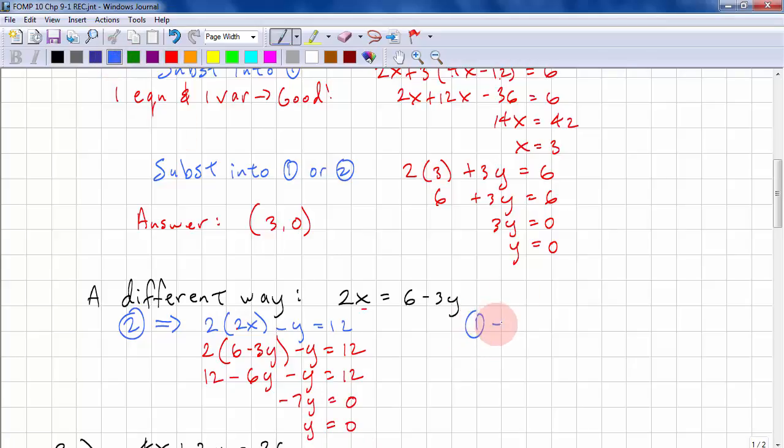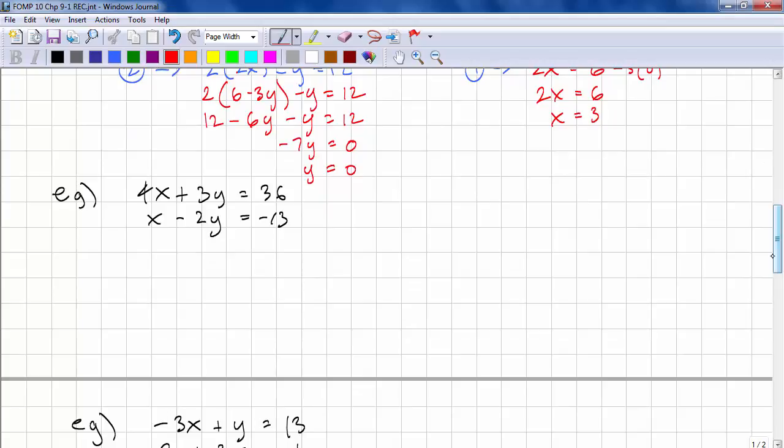Now we can substitute back into 1. That gives us 2x equals, and this is now our 1, 6 minus 3 times 0. So 2x equals 6 minus 0 is 6, and x equals 3. 6 divided by 2 is 3. And again, we write our answer out as 3, 0.